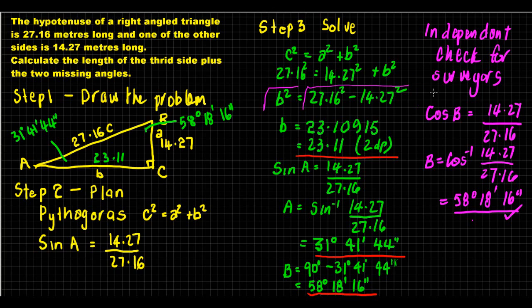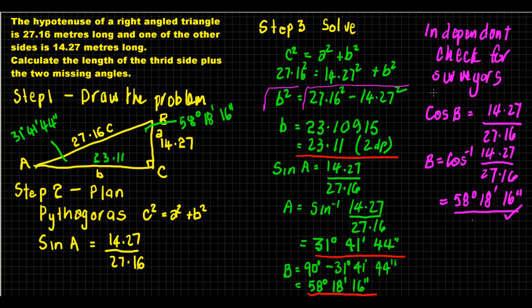There's a number of ways of checking this. I thought it would be nice to start with the actual original information to check what B was. Looking at angle B in a right angle triangle, we could work out the cos of B using the original data. Cos B equals 14.27 over 27.16, which is actually the same ratio as the sine one there.